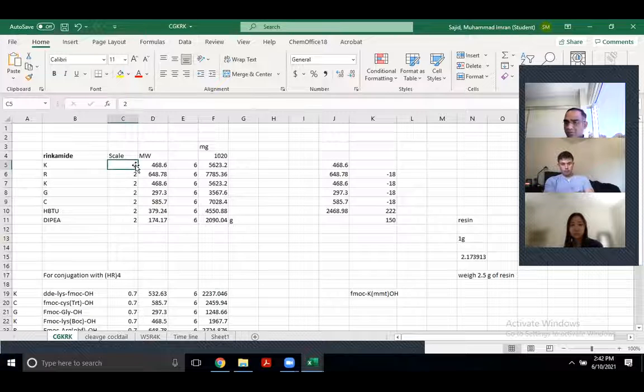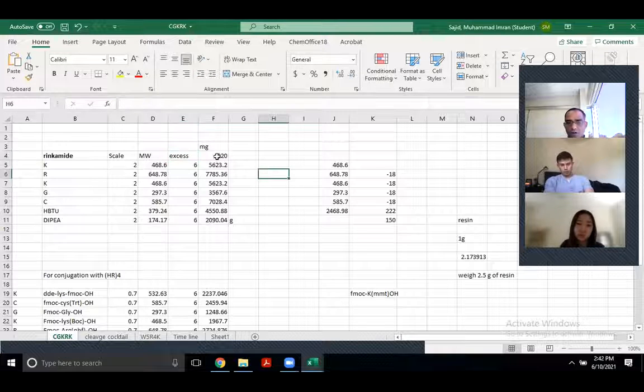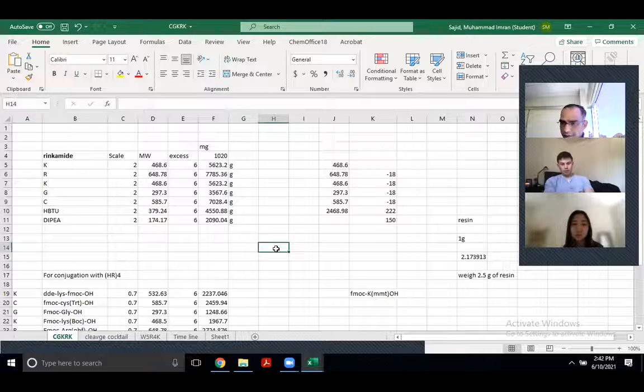So I am making at 2 scale. Scale is 2, and excess I am using 6. So how much should I weigh of this? Grams or milligram? So I will weigh 5623 milligram, which is 5.6 gram. Got it? So this is how we will weigh.